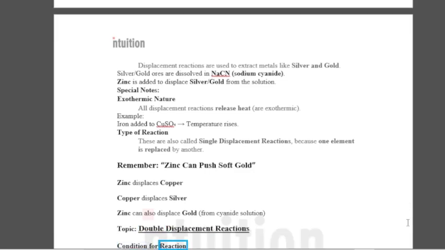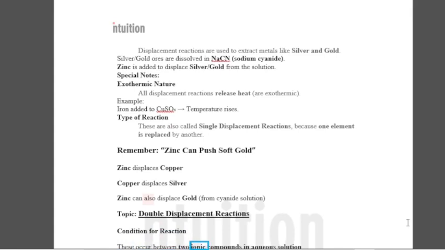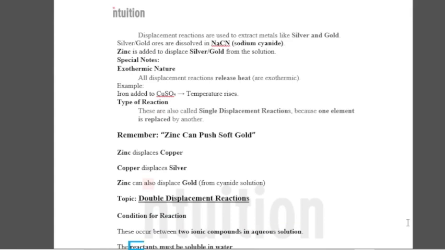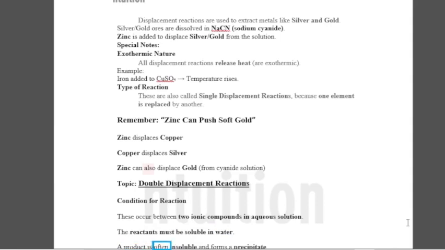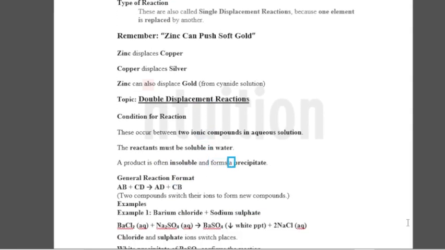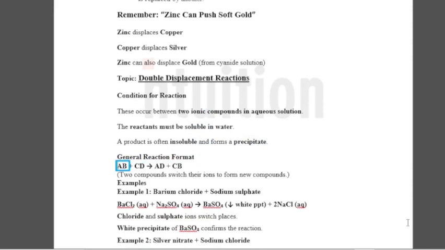Topic: double displacement reactions. Condition for reaction: these occur between two ionic compounds in aqueous solution. The reactants must be soluble in water. A product is often insoluble and forms a precipitate. General reaction format: AB + CD → AD + CB. Two compounds switch their ions to form new compounds.